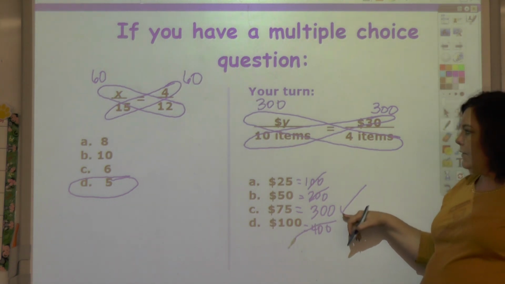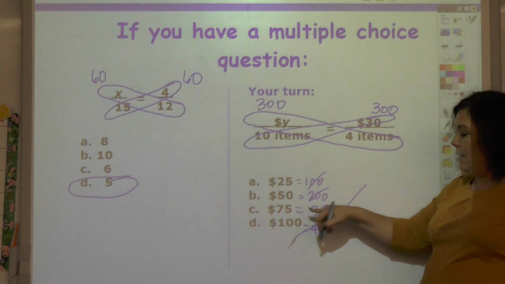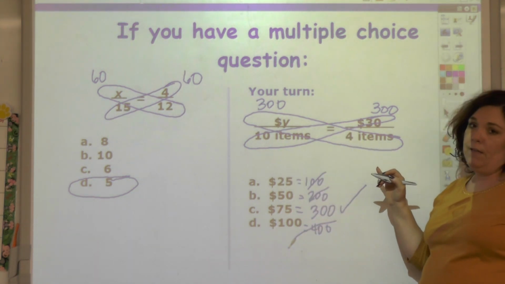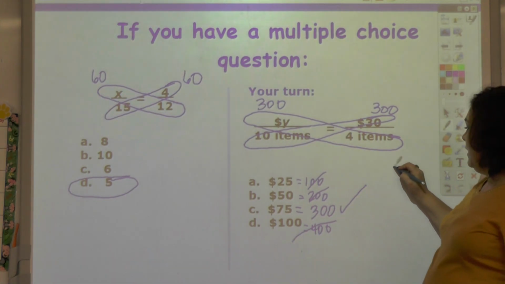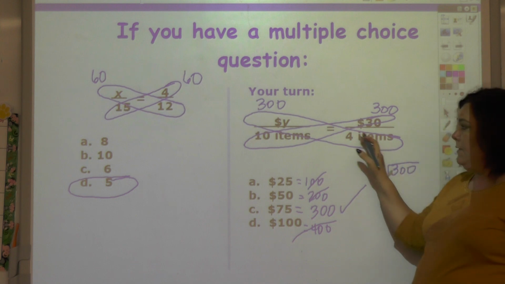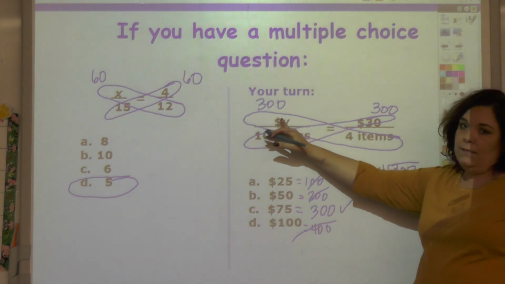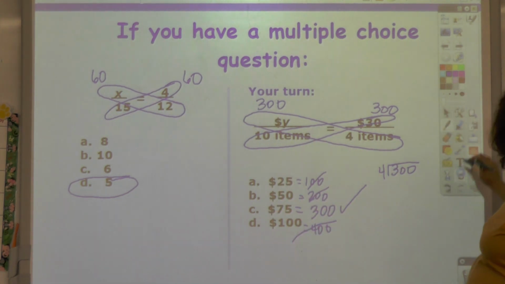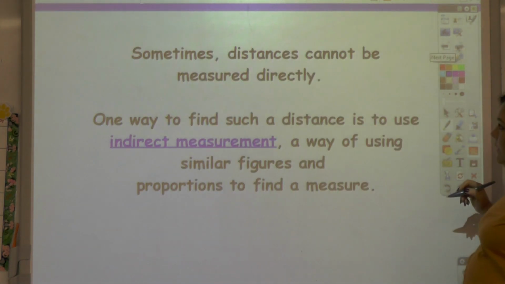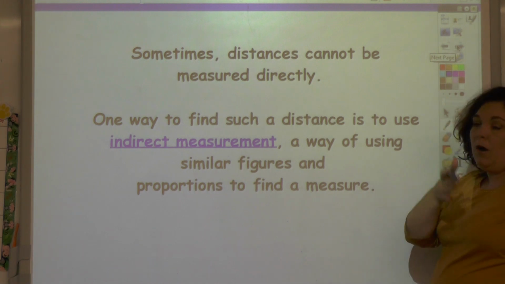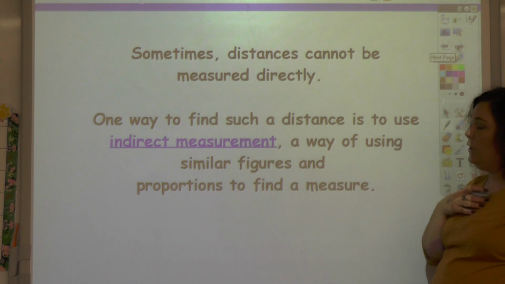So can you see how substituting in the answer choices can really help you solve these? Now you could have said, okay, 300 divided by 4 is what number, and found out what the multiplication is, or you can just multiply the answer choices. So those are all the different ways you can solve a proportion.